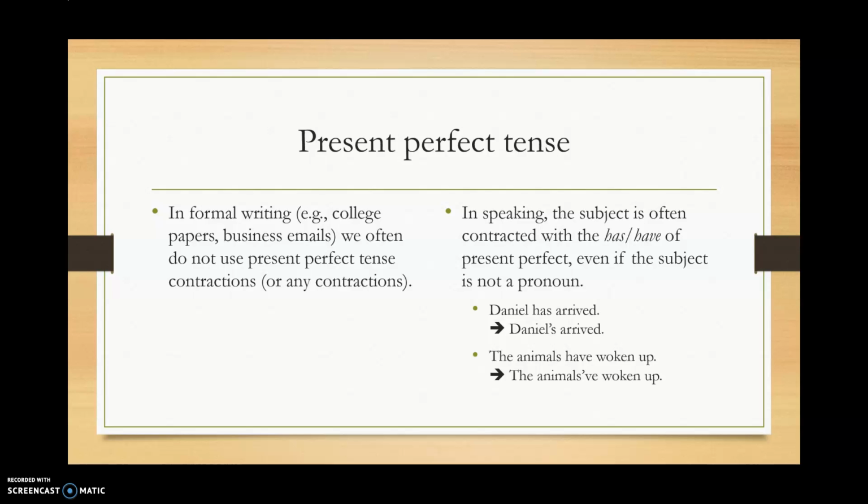In formal writing, like college papers or business emails, we often don't use any present perfect tense contractions, or really, we don't use any contractions in formal writing. In speaking, the subject is often contracted with the has or have, even if the subject is not a pronoun. For example, Daniel has arrived becomes Daniel's arrived. The animals have woken up becomes the animals've woken up. So that's for speaking, so you might hear that when native speakers talk.